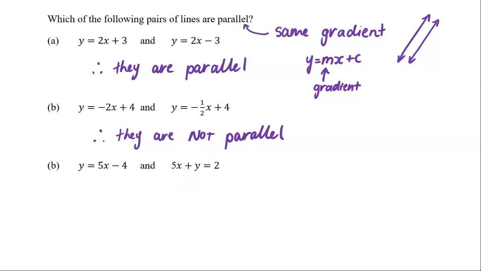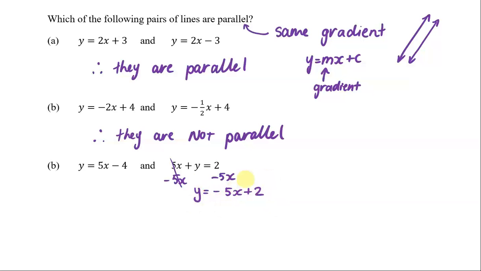So if we rearrange the second equation, 5x plus y equals 2, we need the 5x to be over here with the 2 instead of with the y. So we minus 5x from both sides of the equal sign. On the left they cancel, and on the right we're left with just y. Then on the right we have minus 5x plus 2.